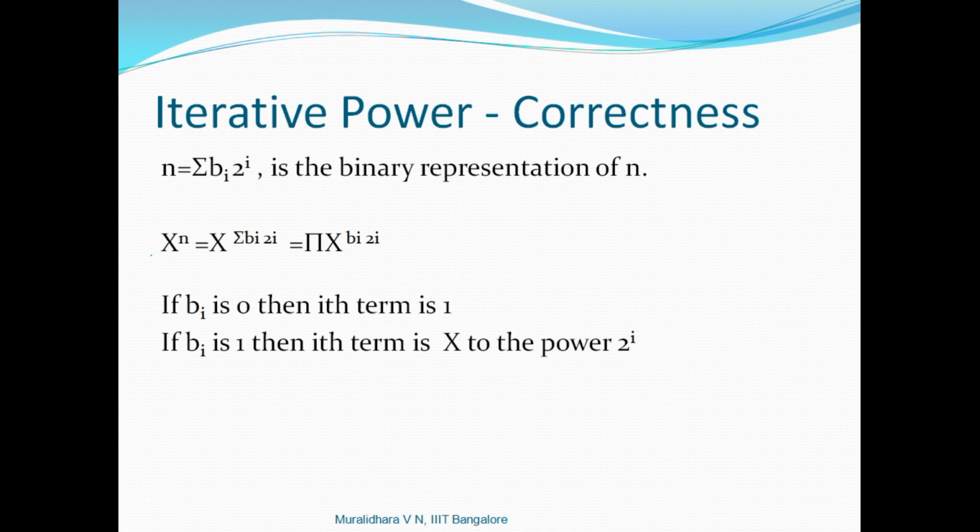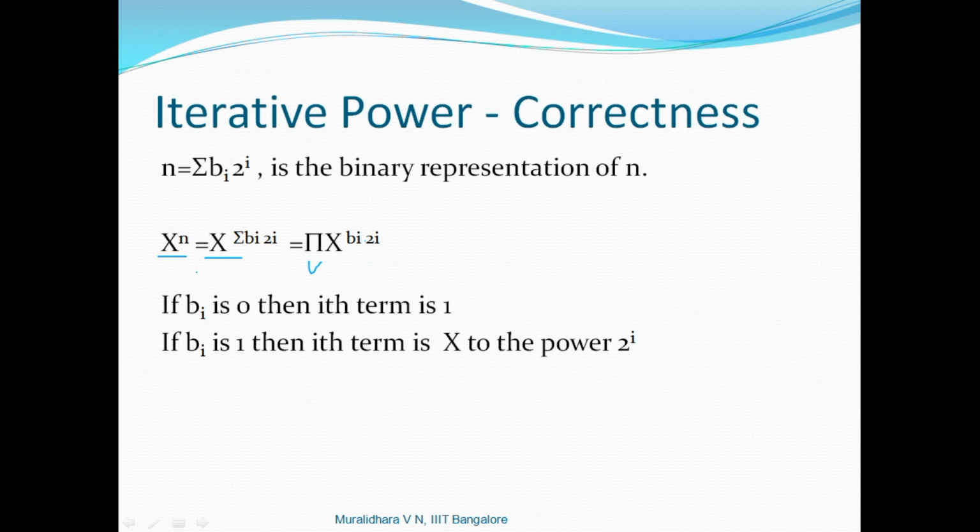Now if you look at x to the power n, this can be written as x to the power summation b of i into 2 to the power i. This summation can be expanded as a product of x to the power b of i into 2 to the power i, right? Here I am using the fact that x to the power a plus b is equal to x to the power a into x to the power b.